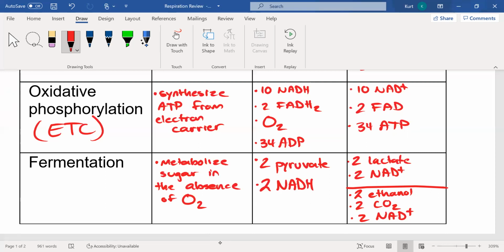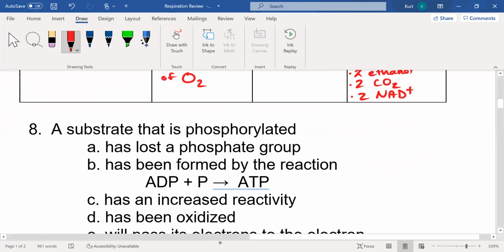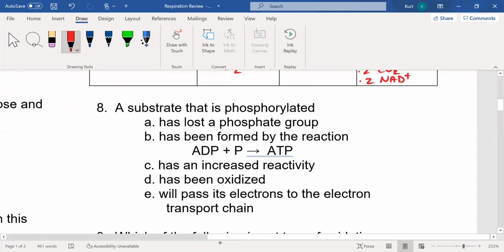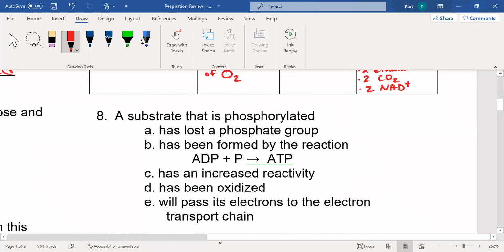Any questions with the table? Okay. All right. Number 8 through 20, multiple choice. One thing I'm going to tell you as we get closer and closer to the AP exam is when you take a multiple choice test, if you're not sure what the answer is, cross out the ones you know it isn't. It improves your odds X percentage more. A substrate that is phosphorylated has lost the phosphate group.